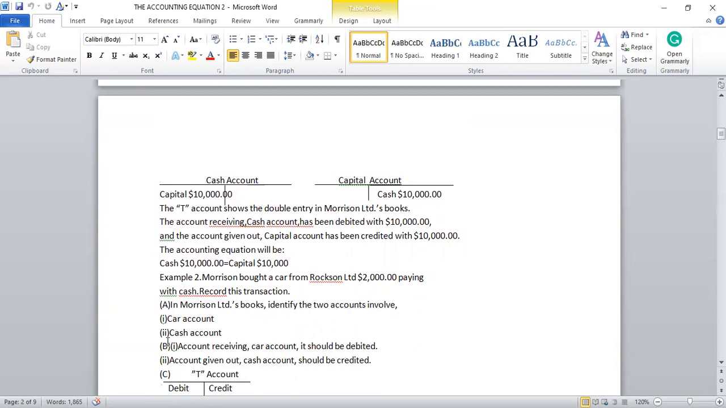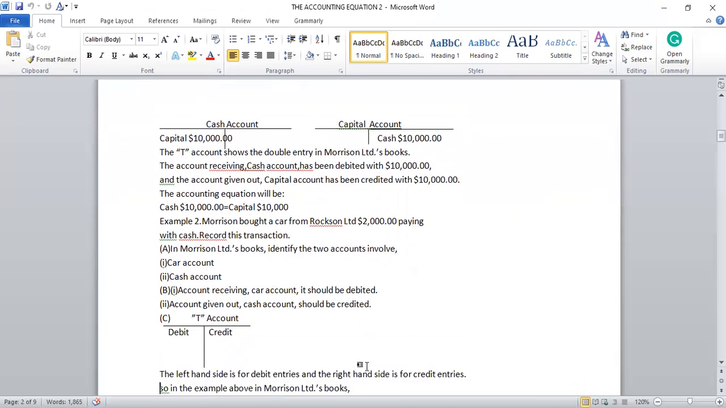Then the second step, after we identify the two accounts involved: B, I, the account receiving, the car account, should be debited. II, the account giving out, the cash account, should be credited. So it means that after you identify the two accounts, the account that is receiving, in this particular case the car account, should be debited. And the account giving out, the cash account, should be credited.